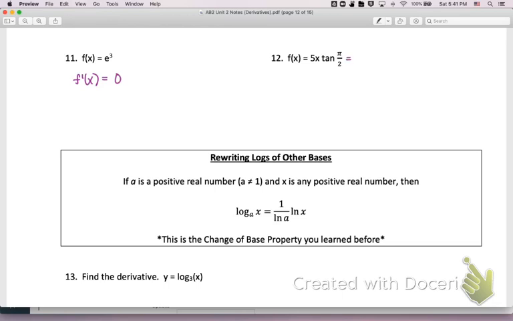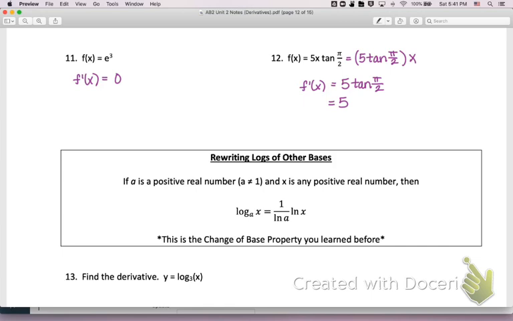So if we think about this in terms of a constant multiplier, what we have is 5 times the tangent of pi halves times x. And so the derivative of a linear is always going to be a constant. It's just going to be 5 times the tangent of pi halves. And we also know that the tangent of pi halves is 1, so the derivative is just 5.